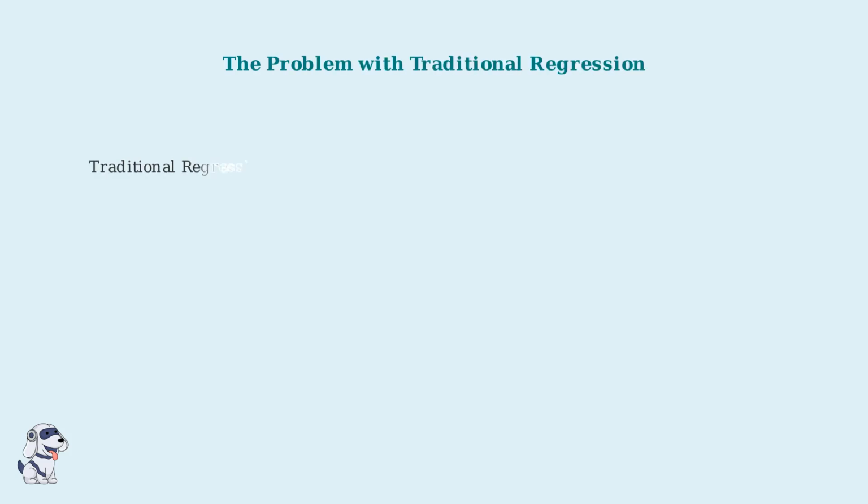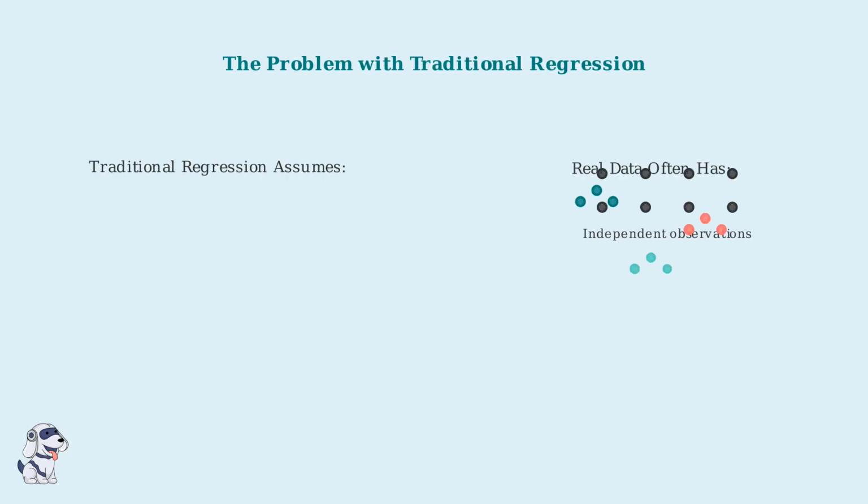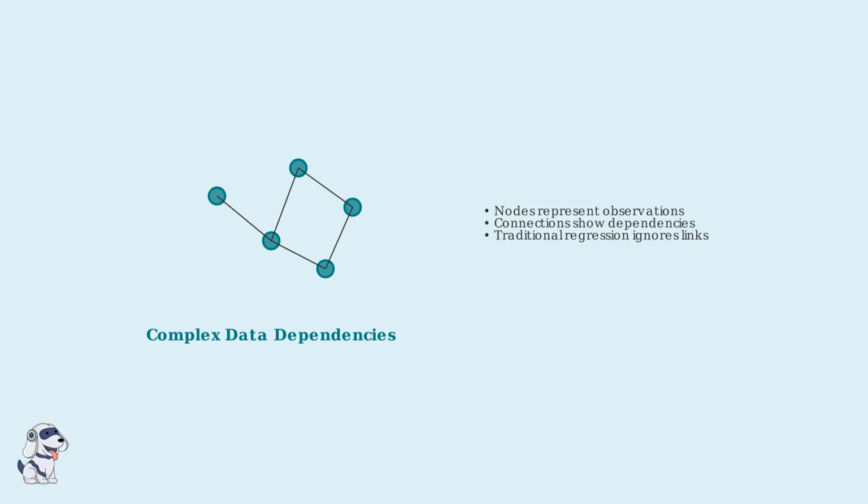Traditional linear regression assumes that all observations are independent of each other. However, real world data often contains correlations and dependencies that violate this assumption. Consider this network of interconnected data points. Each node represents an observation, but they are connected and influence each other. Traditional regression cannot properly account for these dependencies.